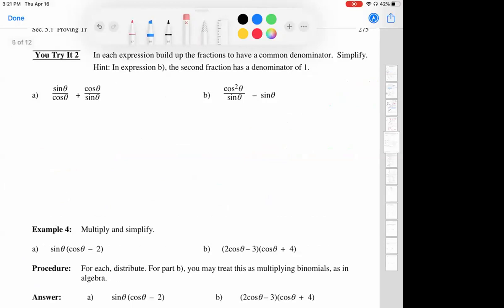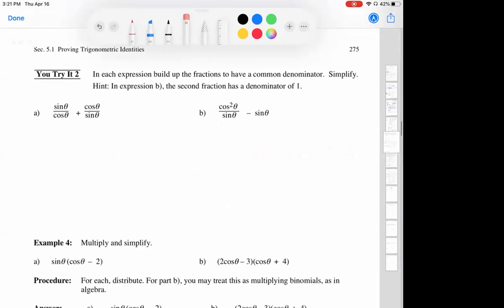All right, let's move forward. Let's go ahead and do this, you try it 2. In each expression, build up the fractions to have a common denominator. Simplify, and it gives you a hint. In B, the second fraction has a denominator of 1.